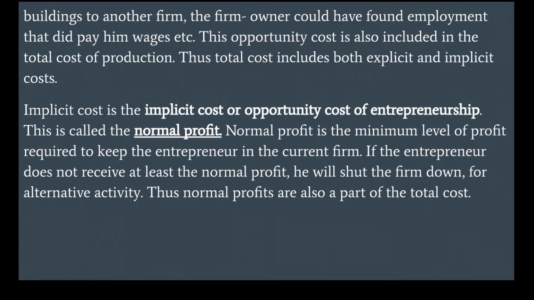Implicit cost is also the opportunity cost of entrepreneurship. This is called normal profit. Normal profit is the minimum level of profit required to keep the entrepreneur in the current firm. If the entrepreneur does not receive at least the normal profit, he will shut the firm down for an alternative activity. Thus, normal profits are also a part of the total cost.